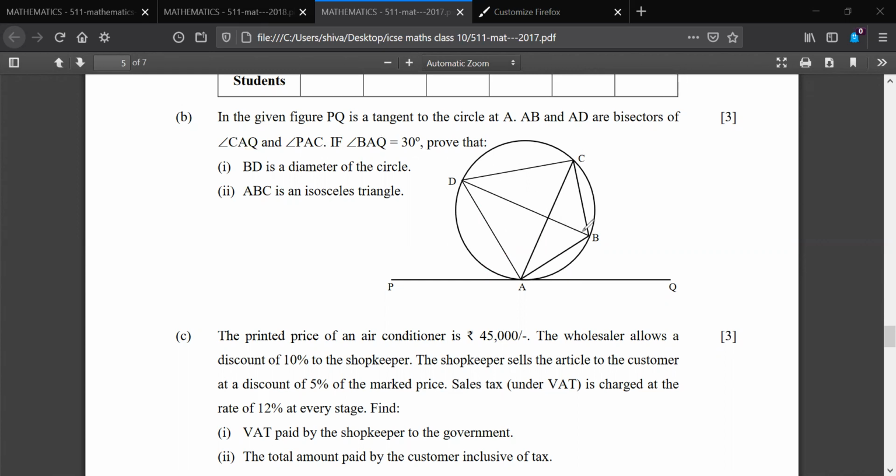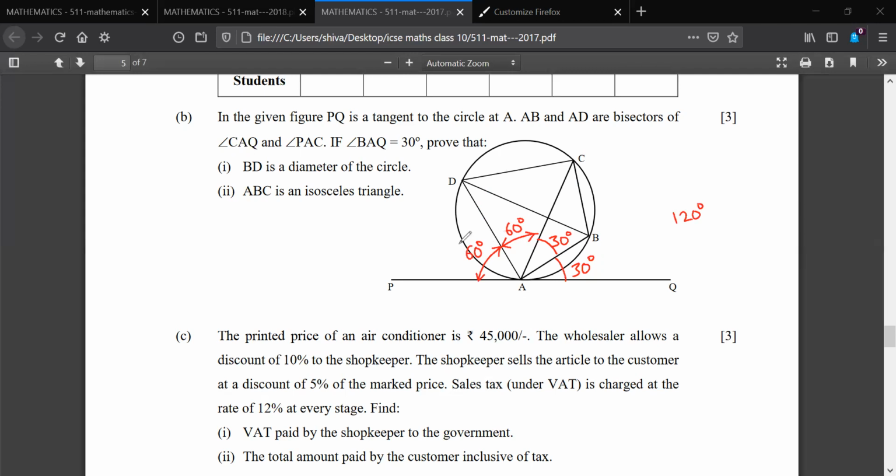So BAQ is 30 degree. Now, if this is 30 degree, as I know, this is a bisector. So this also would be 30 degree. Any doubt? No, sir. Whole of this angle would be 120 degree. And therefore, this angle would be 60 degree and this angle would be 60 degree. Mr. Rudra, any doubt? No, sir.